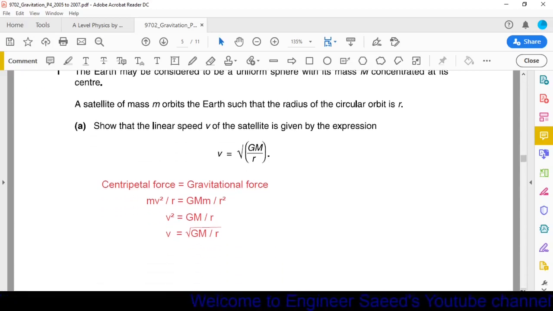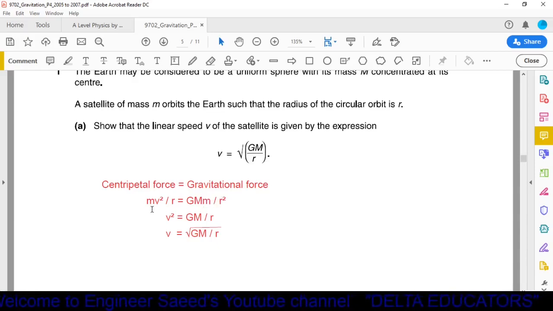It means there is a centripetal force and also gravitational force, and we can say this centripetal force is equal to gravitational force. Now the formula for centripetal force is mv²/r. We have studied two formulas for centripetal force, one mrω² and second one is mv²/r. We are considering mv²/r. Okay, centripetal force is mv²/r and gravitational force is equal to GMm/r².